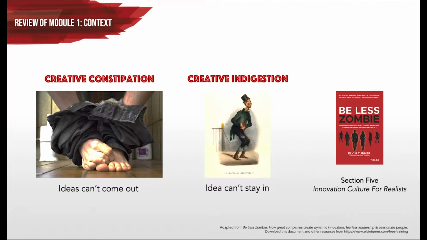We also looked at some of the problems that can turn up inside organizations that have the wrong emphasis on bureaucracy. Creative constipation: people just don't want to share ideas that are anything other than what will go along with the status quo, and there are problems that come with that. Creative indigestion: even when we do suggest ideas, they find it hard to find a home inside the organization and tend to get spat out fairly easily. There's some more resources in the book in section 5 on that topic.